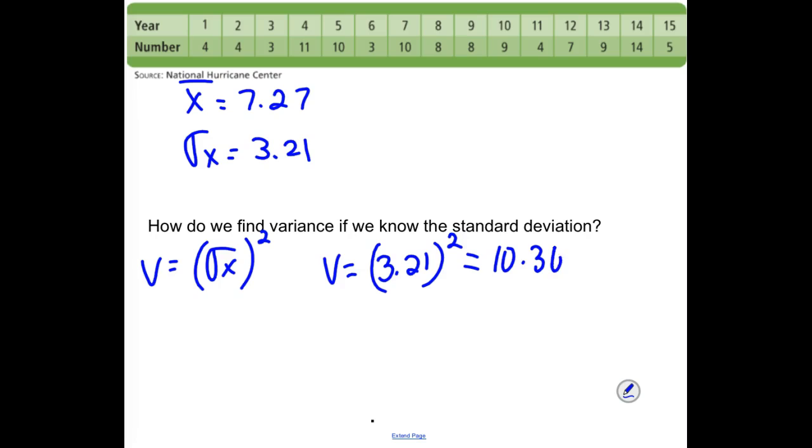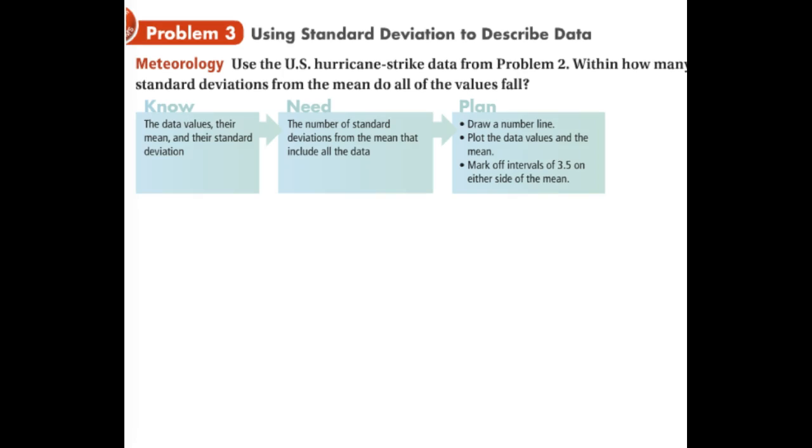10.30. All right, any questions on using the calculator to find standard deviation? All right. It says, use the U.S. hurricane strike data from problem 2. Within how many standard deviations from the mean do all of the values fall?